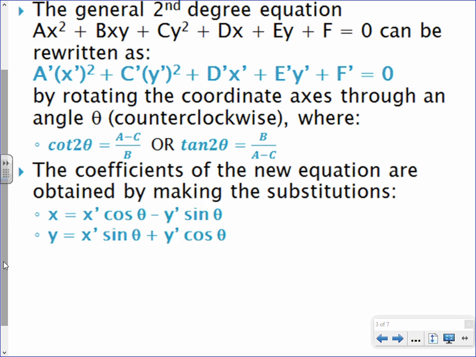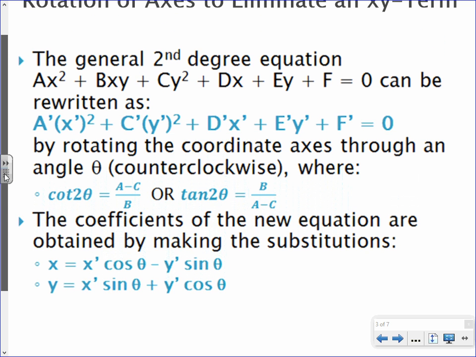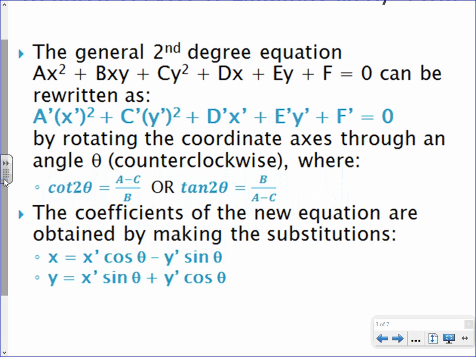I think I have an answer. So what's happening is we're determining, using these coefficients, what our angle of rotation is. Okay? We are then going to use these substitutions here to change all of the x's and y's in our equation.